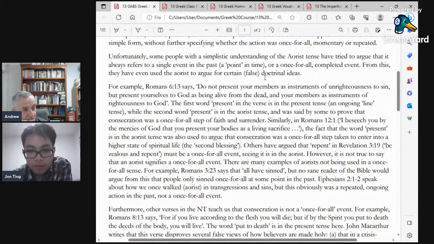There are many examples of aorists not being used in a once-for-all sense. For example, Romans 3:23 says that all have sinned, but no sane reader of the Bible would argue from this that people only sinned once for all at some point in the past. Ephesians 2:1-2 speak about how we once walked in errors, transgressions and sins. But this obviously was a repeated, ongoing action in the past, not a once-for-all event.